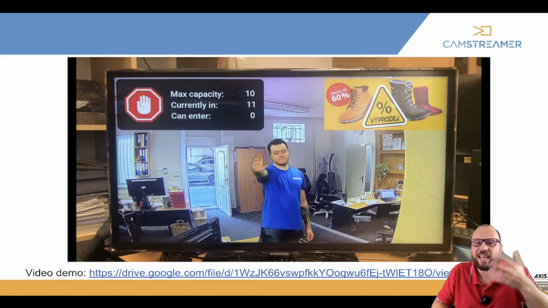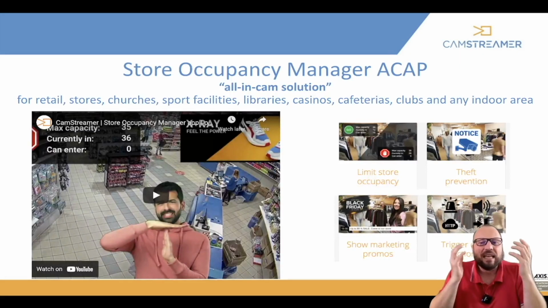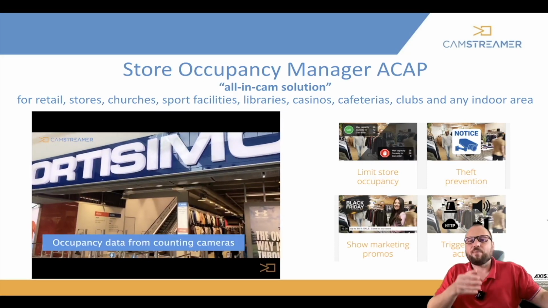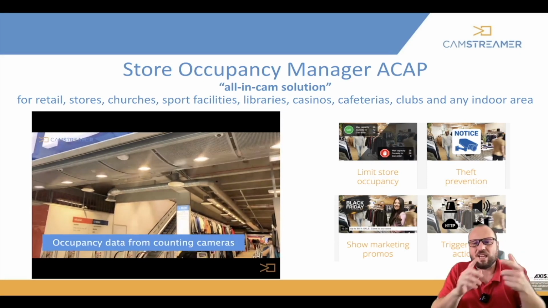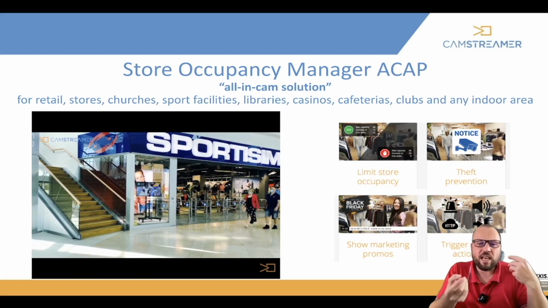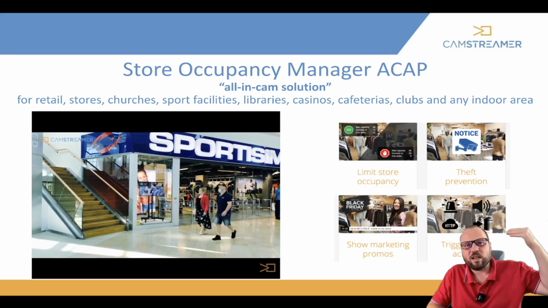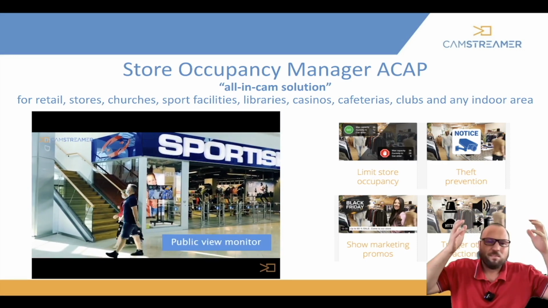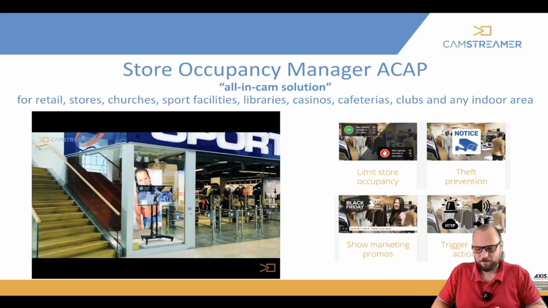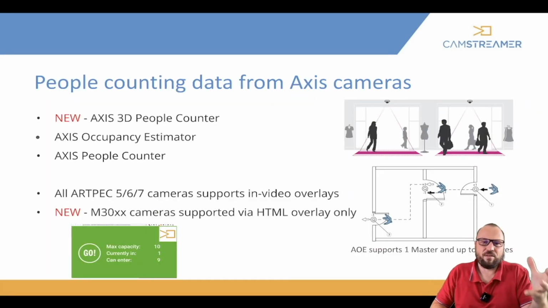You may also display a specific promotion. It helps prevent theft. And it also generates something called Axis events. So this app can generate other events like playing audio, turning on the red light, locking the entry door, not the exit door, and so on and so forth. So you can make a camera a POS, POP in-store marketing communication tool. It supports Axis 3D People Counter or Axis Occupancy Estimator ACAP or Axis People Counter ACAP.